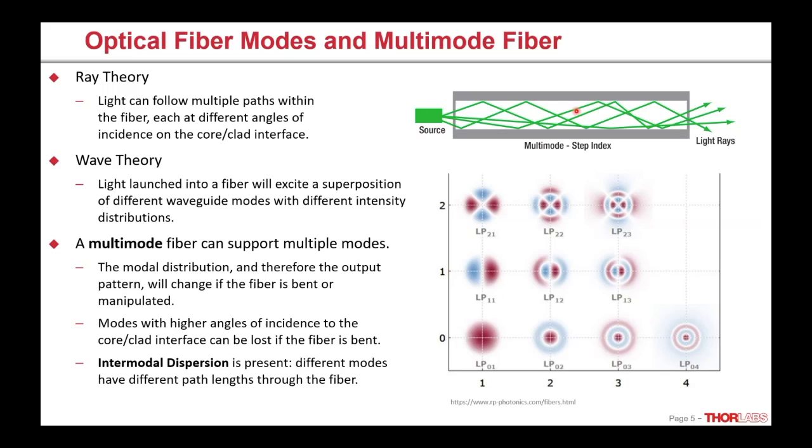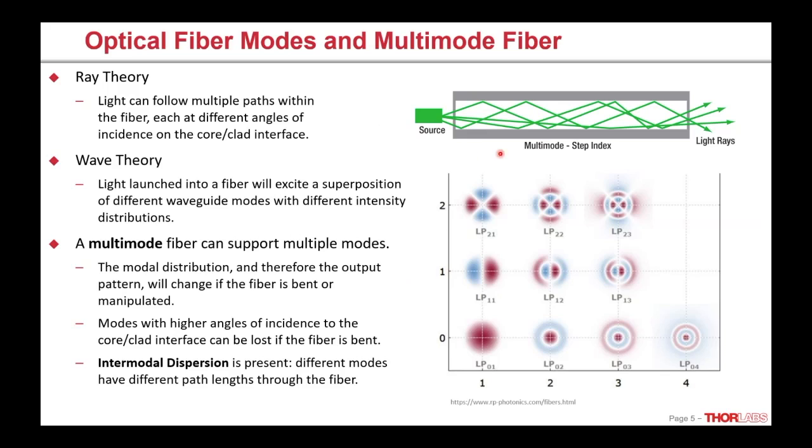Thinking about it from a wave theory point of view, another way to say it is we launch light into the fiber, it's going to excite a superposition of different waveguide modes, and there'll be a certain intensity distribution between those modes, and also each mode has a different spatial intensity distribution. The diagram here shows some of the lower order modes. But in short, the multimode fiber can support multiple modes.